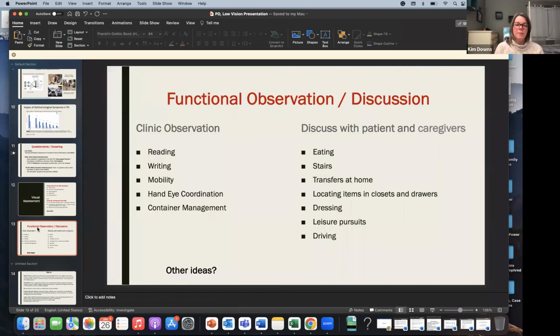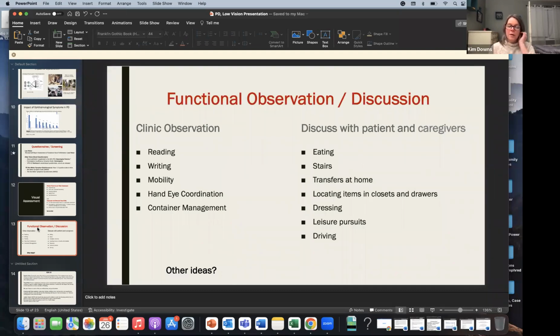So again, there are certain things we can observe in the clinic, and then there are certain things that we're dependent on self-report for. If you are providing services at home, then you may be able to have them demonstrate some of these activities. Or, due to time limitations, you may be asking a caregiver, but these are the general areas that we look at for low vision.